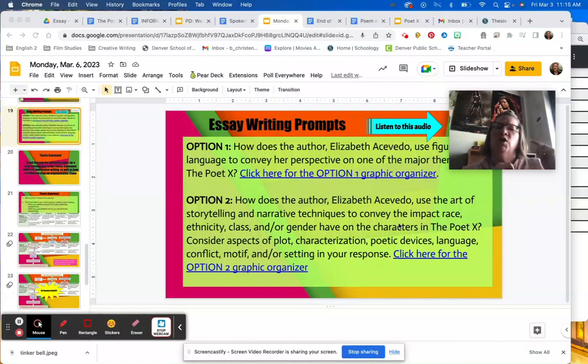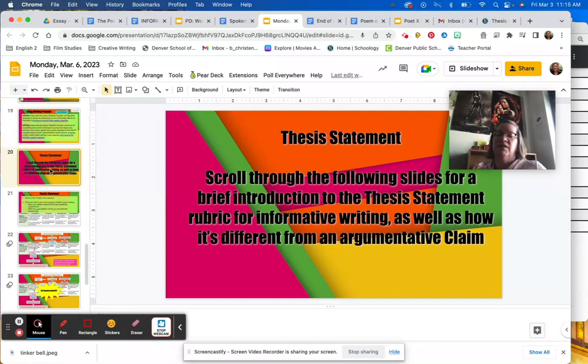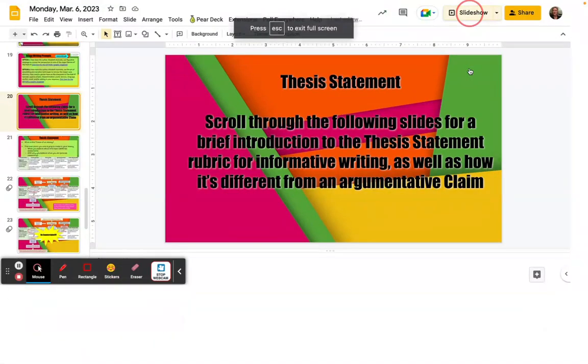Hey everyone, so you just finished selecting which essay writing prompt you were going to complete for your Poet X essay, and you've also made a copy of one of the two graphic organizers, depending on which option you have selected. So now I want to talk to you a little bit about thesis statements for informative essays and how they are actually different than an argumentative claim. So let's get to it. It won't take very long.